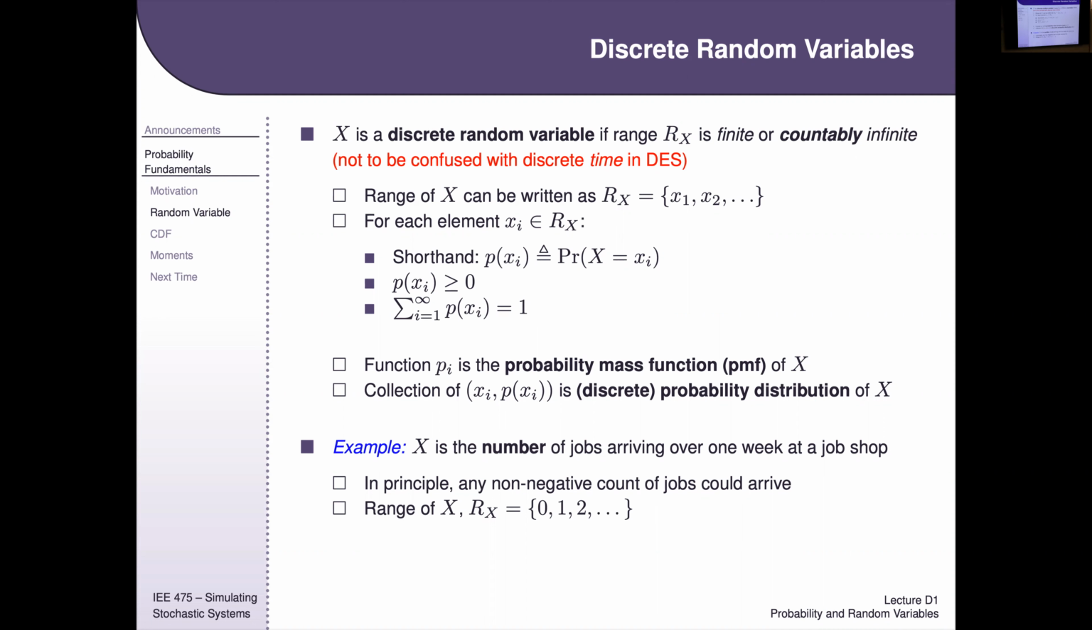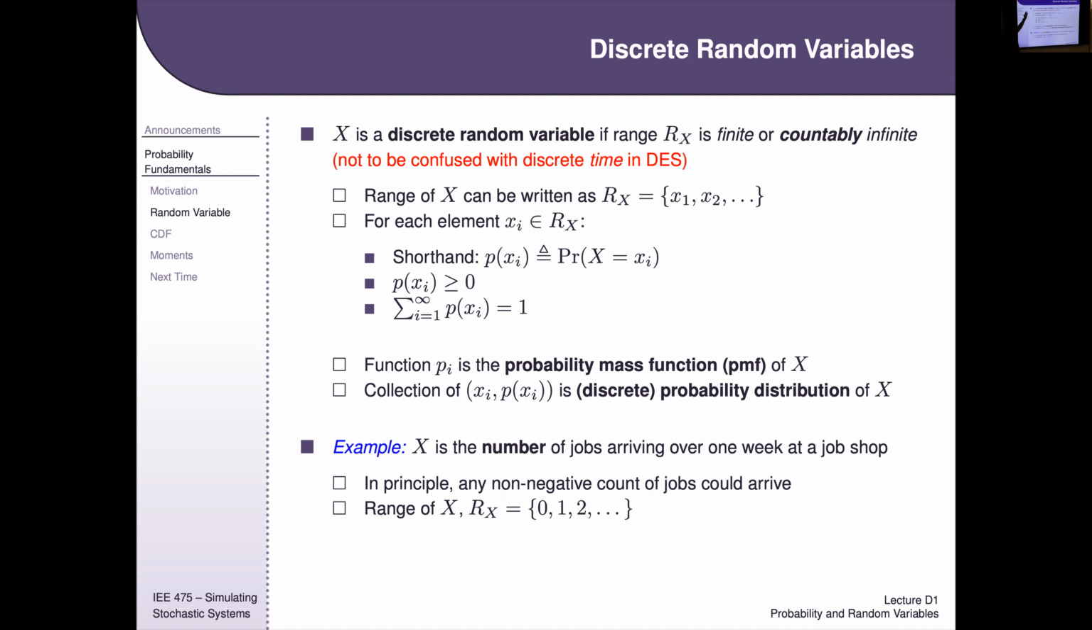If the range is finite or countably infinite, then we refer to it as a discrete random variable. Again, it's another unfortunate collision between the simulation class and this probability class: this discrete is a slightly different discrete than the discrete we talk about in terms of discrete event systems. That discrete has to do with discrete time events. This has to do with actually discrete outcomes.